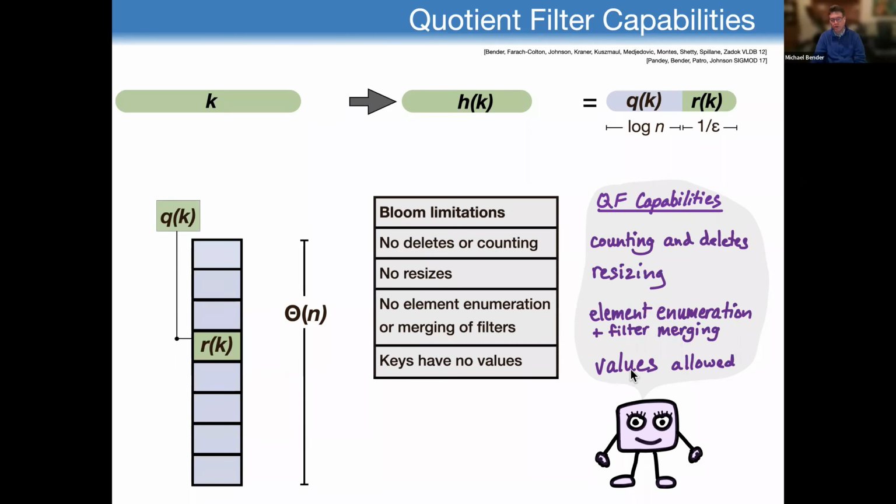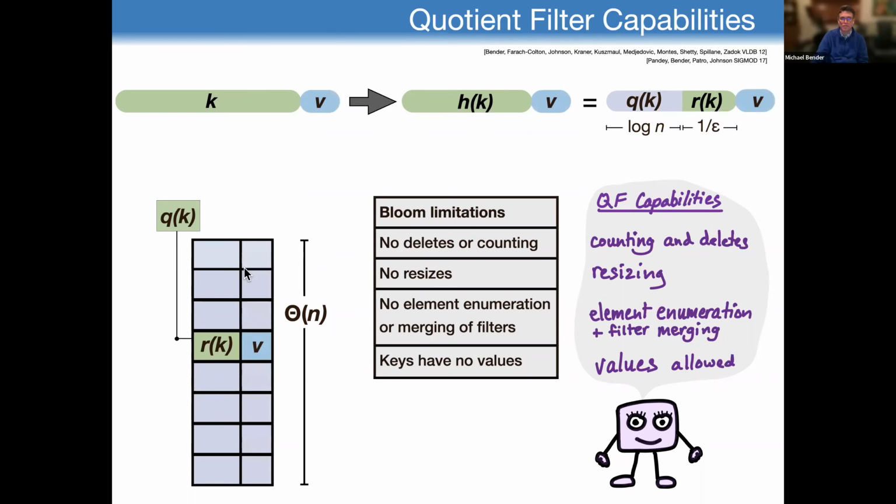And then keys can also have values because since you're just storing the element in one place in the array, you can actually store a value with the array. And I think I drew a picture like this, right? Along with your element, you can have a value and you just store that in the array as well.